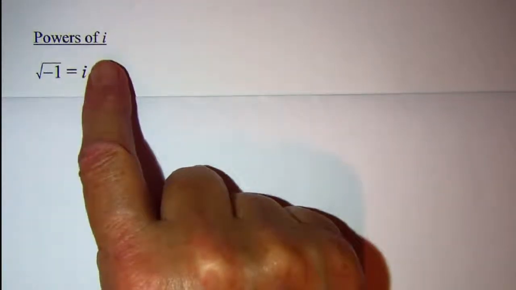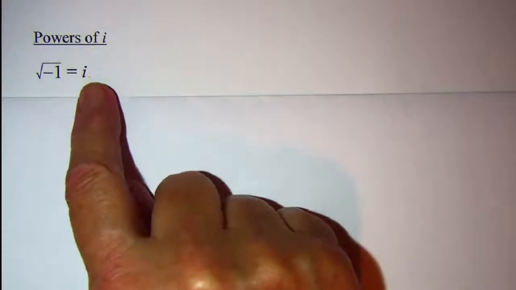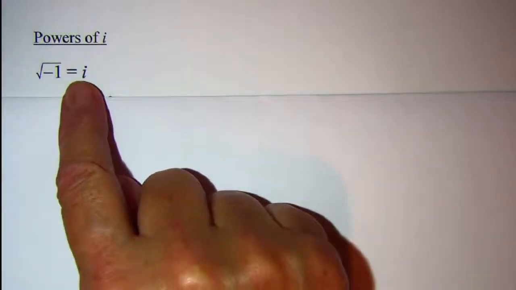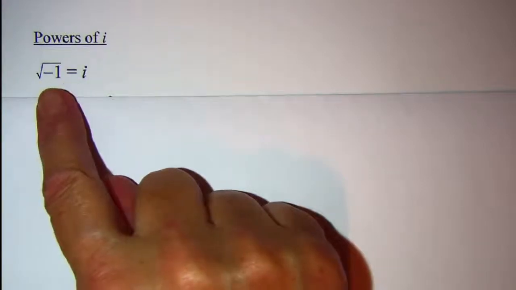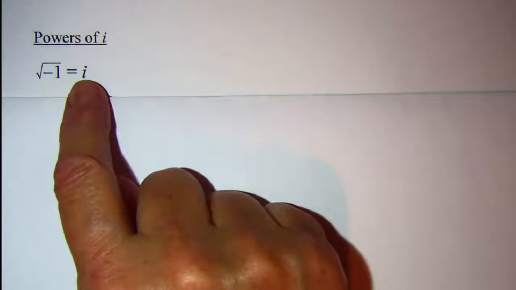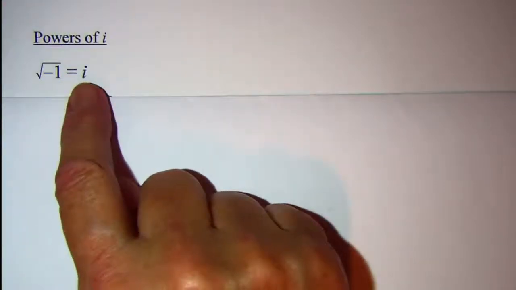In this video, we'll be looking at powers of i. Now, i is the imaginary unit for complex numbers. Remember that by definition, i is defined to be equal to the square root of -1. So this is i to the first power is just i, or the square root of -1.